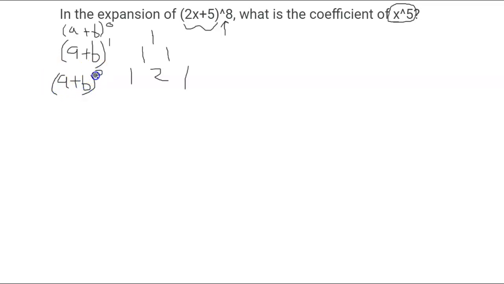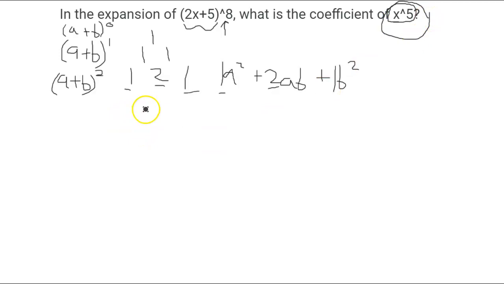We know from lots of experience with the FOIL method that's a squared plus 2ab plus b squared, right? Look at that. 1a squared, 2ab, and 1b squared. That's what we're talking about. So if we have 2x plus 5 to the 8th power, and we're looking for the term with the 5th power, right? How are things going to go?